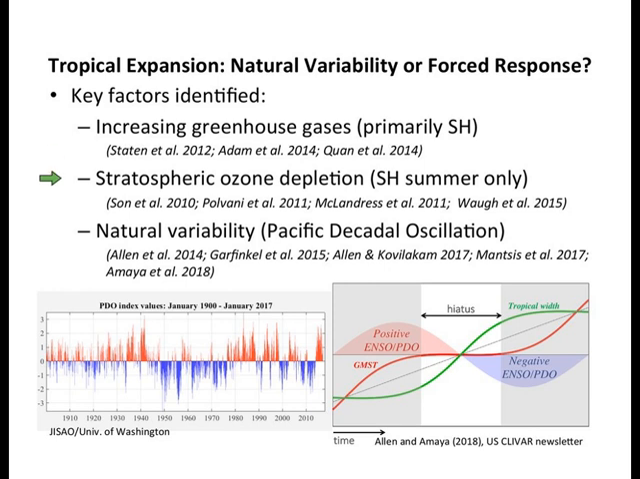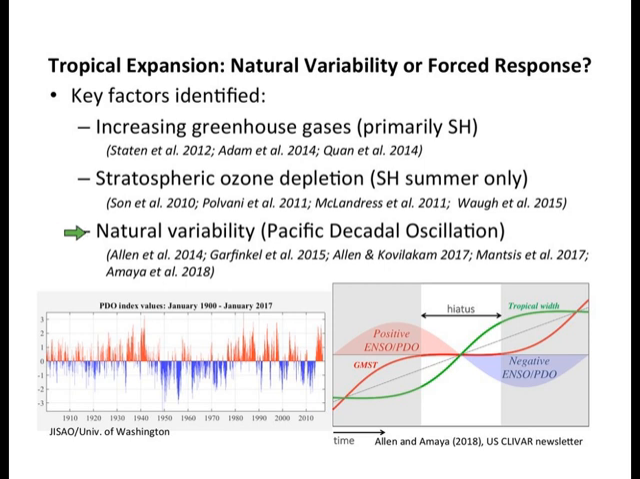Consistent with previous studies, stratospheric ozone depletion in the southern hemisphere summer has been important, particularly in the late 20th century period when the ozone hole developed. And then finally, which has drawn a lot of attention in a number of previous studies, which are cited here, is the role of ocean-atmosphere coupling in the Pacific Decadal Oscillation.